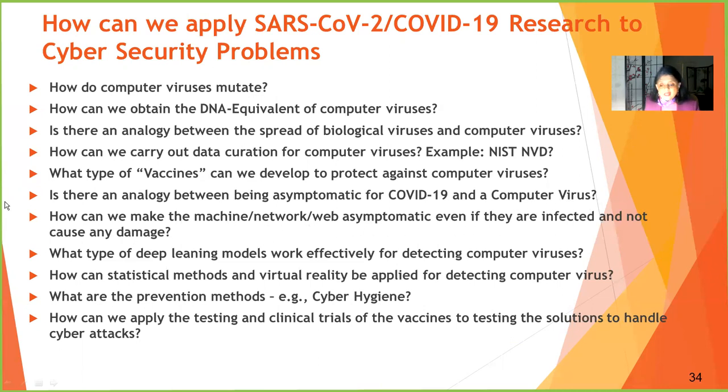How can we make machine learning networks asymptomatic, even if they are infected, so they do not cause any damage? What type of deep learning models work effectively for detecting computer viruses? Right? So deep learning are these machine learning models. How can statistical methods and virtual reality be applied to have various demonstrations to look at how the viruses are spreading? What are the prevention methods? We have to carry out proper cyber hygiene, just like we are wearing masks, washing our hands, using sanitizers, and so on.